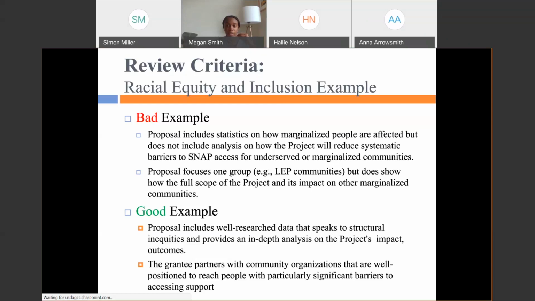A good example would include well-researched data that speaks to the structural inequities and provides an in-depth analysis on the project's projected impact and outcomes on reducing access to SNAP. Another good example may include the grantee partners with community organizations that are well-positioned to reach people with particularly significant barriers to accessing support.